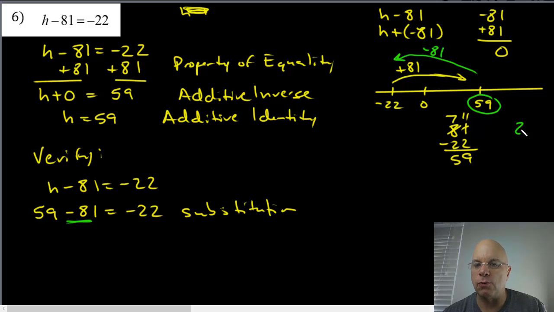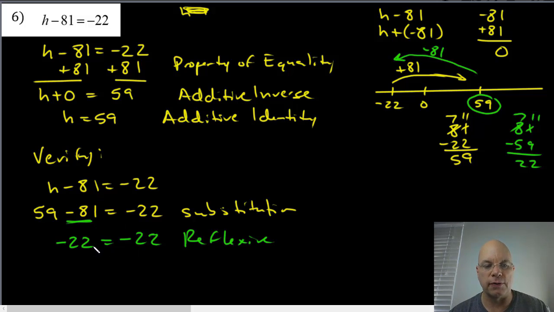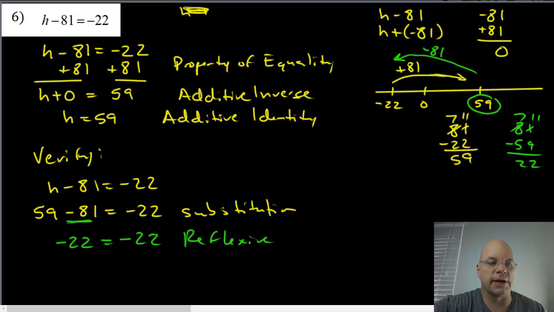So you find the difference between 81 and 59, which is 22, and you just realize if I started at positive 59 and I went 81 to the left, that's going to take me past the 0 into the negative. This negative 81 has a greater absolute value than 59, so it's going to be negative 22 equals negative 22, and that's the reflexive property again. That's how we know we have the right value for h, because we ended up seeing the same value on both sides of the equation, indicating that the equation is true. Okay, I hope that helped, and I hope that helps you do 1 through 4 if you're having any trouble with those.